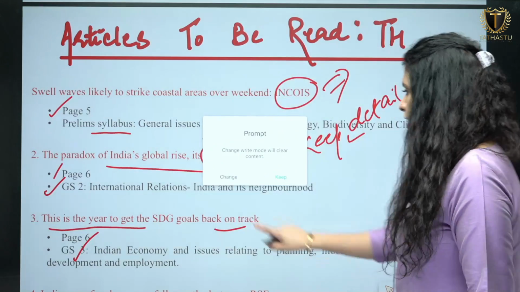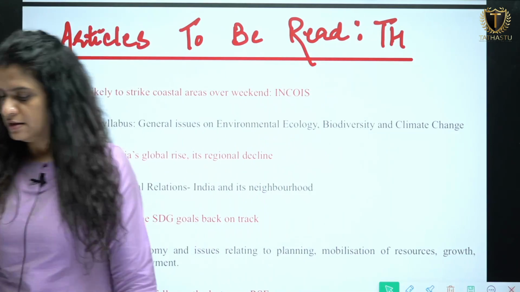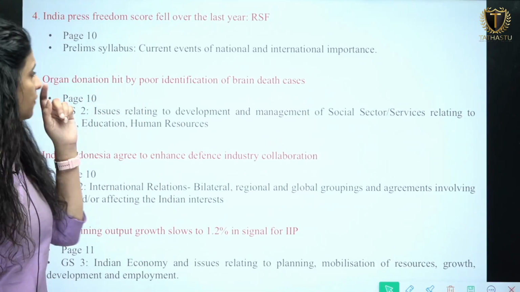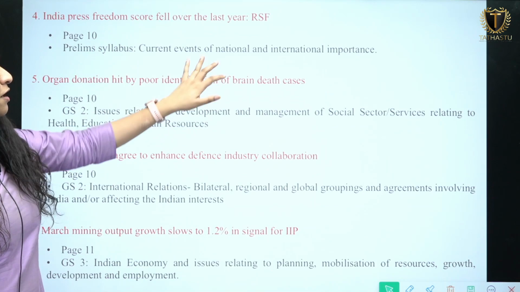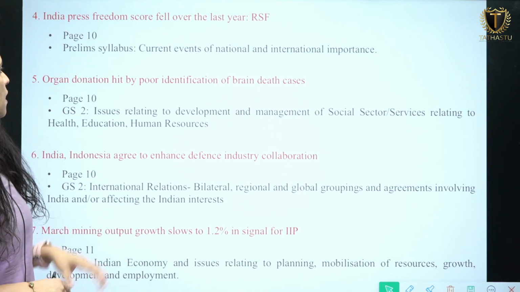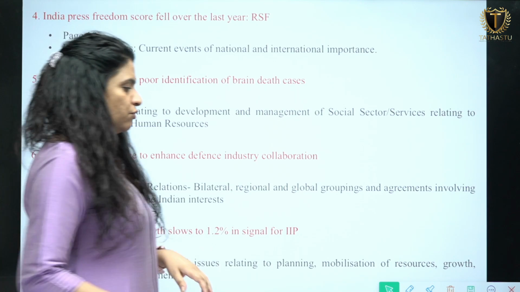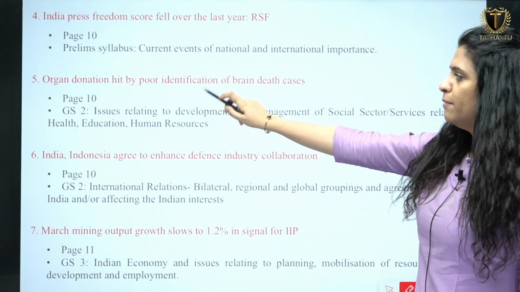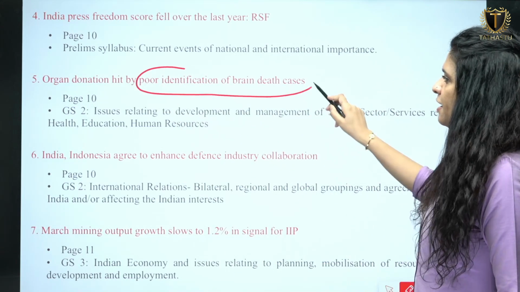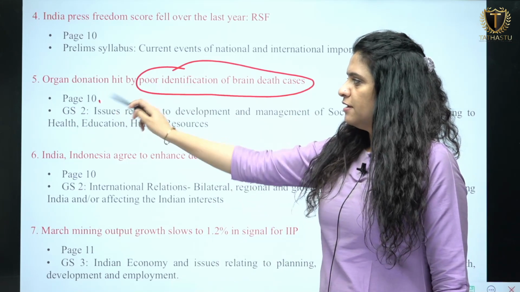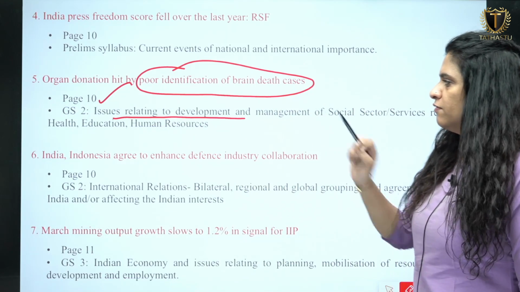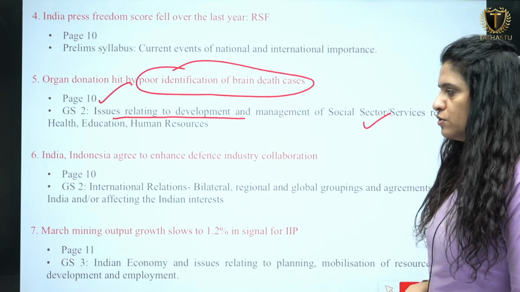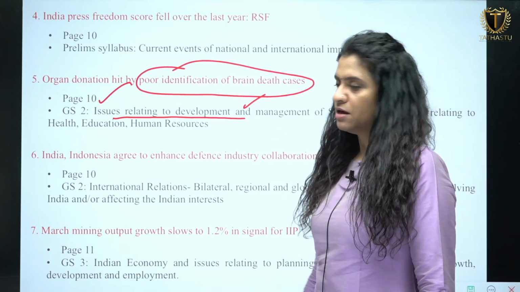Then the next article that you need to look at is India's press freedom score fell over the last year, RSF, page number 10, prelims syllabus, current events of national and international importance. Then the next article to read from today's newspaper of The Hindu is Organ donation hit by poor identification of brain death cases. Page number 10, GS paper 2, issues relating to development and management of social sector services relating to health, education, human resources. This could come in prelims and mains as well.